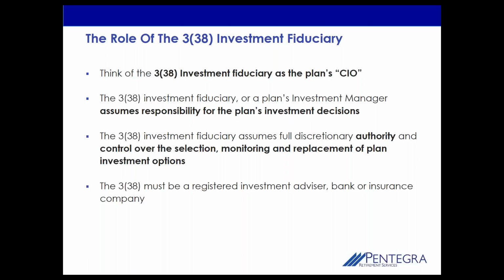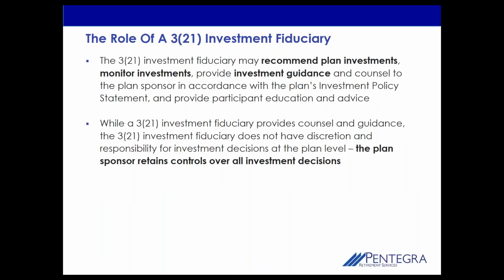So again, 338 investment fiduciary is really the highest level of fiduciary status on the investment side of the equation, as far as I see here. So that brings us to the ERISA 321 investment fiduciary. So what is this, and why is it different from a 338? Well, the key difference here is a 321 investment fiduciary is going to recommend investments. They can actually help draft an investment policy statement. They can certainly help monitor investment performance. They can provide the plan sponsor with investment guidance.